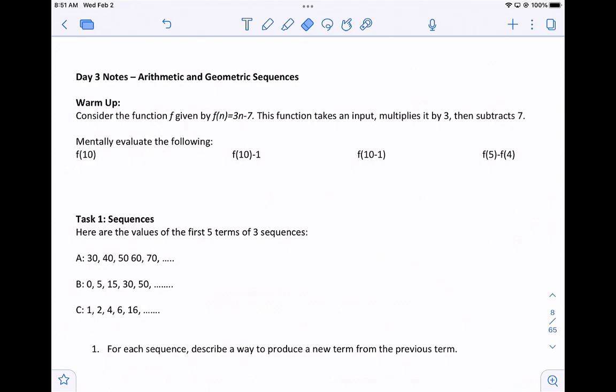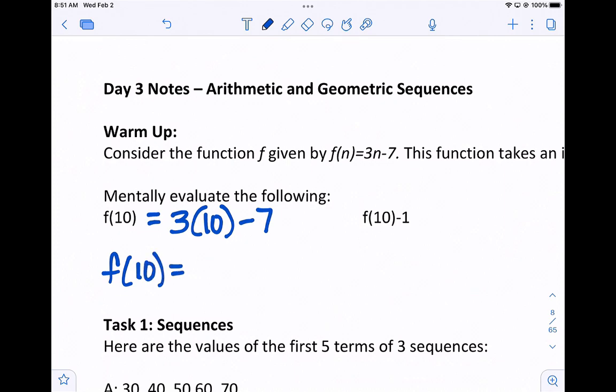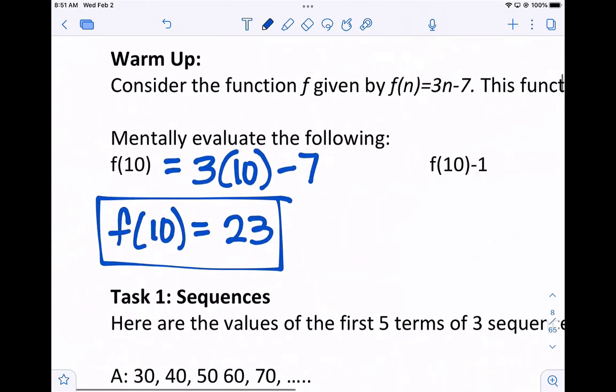So the first one is f of 10. What that means is you're plugging in a 10 for n, so here's what you should be thinking in your head. What is 3 times 10? And then you'll subtract the 7. So we can say f of 10 equals 30 minus 7, or 23. So the input is 10, the output is 23.